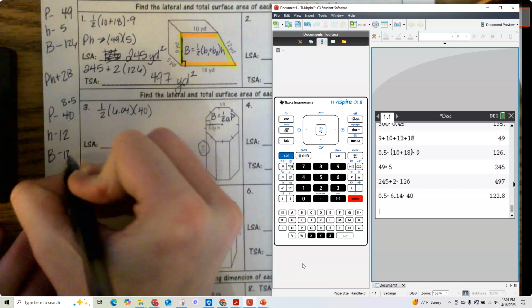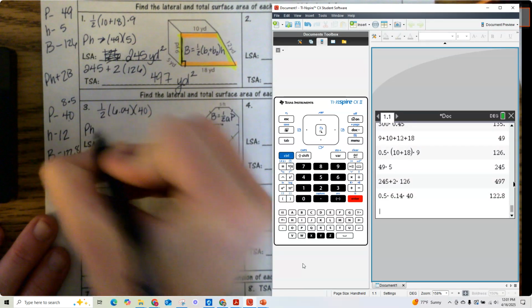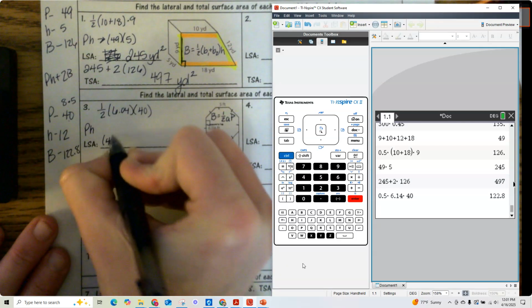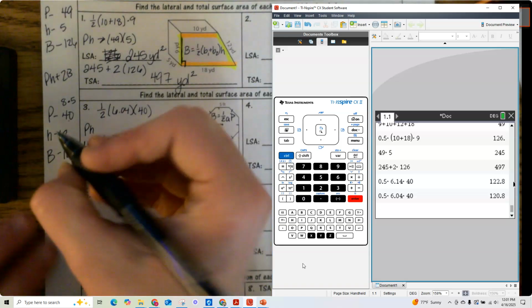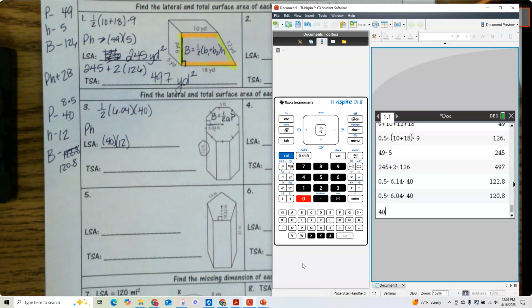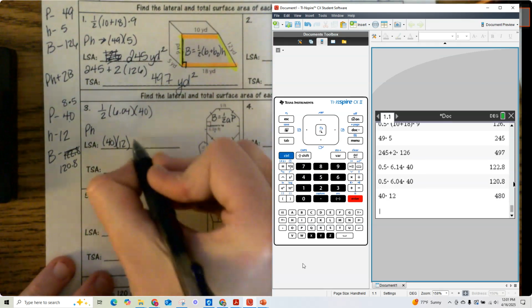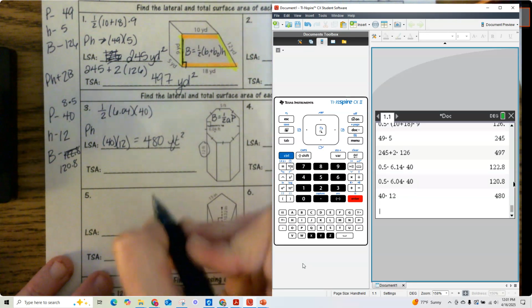So big B is going to be 122.8. So lateral surface area, perimeter times height. Do 40 times 12. Yep. You typed it in a 6. Did I? Oh, I typed in a 1-4. Thank you, good catch. There we go, 120.8. Sorry. Good catch. All right, 40 times 12 is 480. And this one is feet, so feet squared.